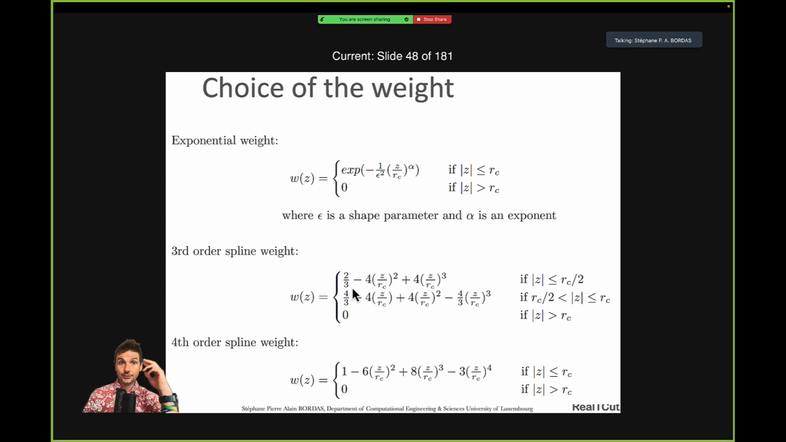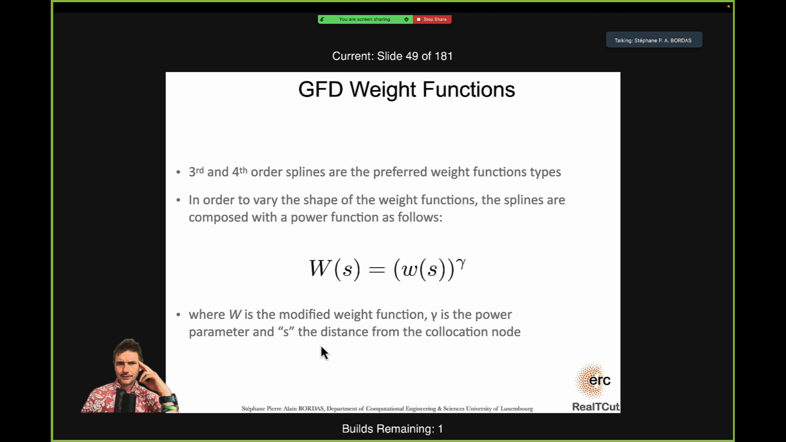But first we need to have a weight. So again, like in mesh-free methods, we have exponential weights, third-order spline weights, or fourth-order spline weights. We can use different things, and of course they all have their own advantages and drawbacks, which I identified in the papers as well.